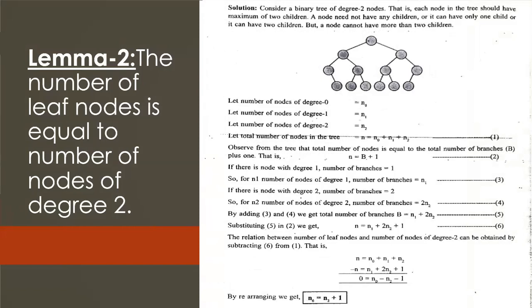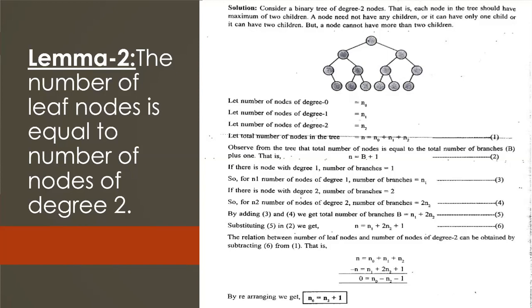That is degree 2. Degree 1 means a parent node can have just 1 child node. Degree 2 means a parent can have either no child nodes, 1 child, or 2 child nodes. It cannot have more than 2. Degree 3 means it can have a maximum of 3 child nodes. So this states that the number of leaf nodes is equal to the number of nodes of degree 2. It cannot have more than 2 children, so it's just 2.